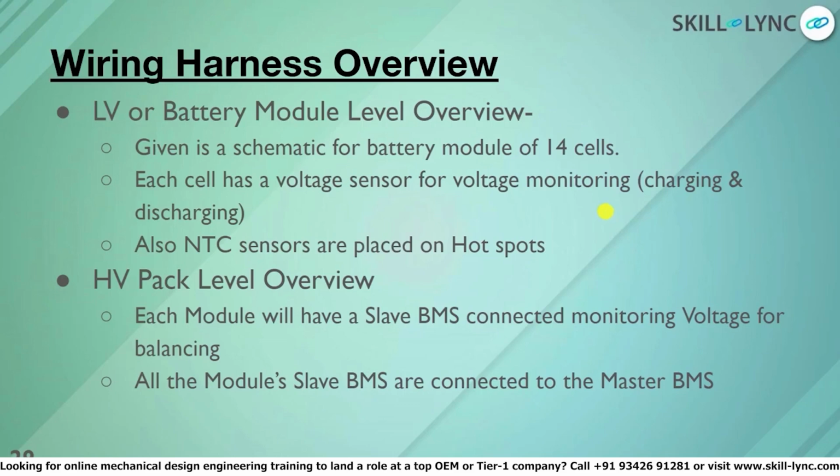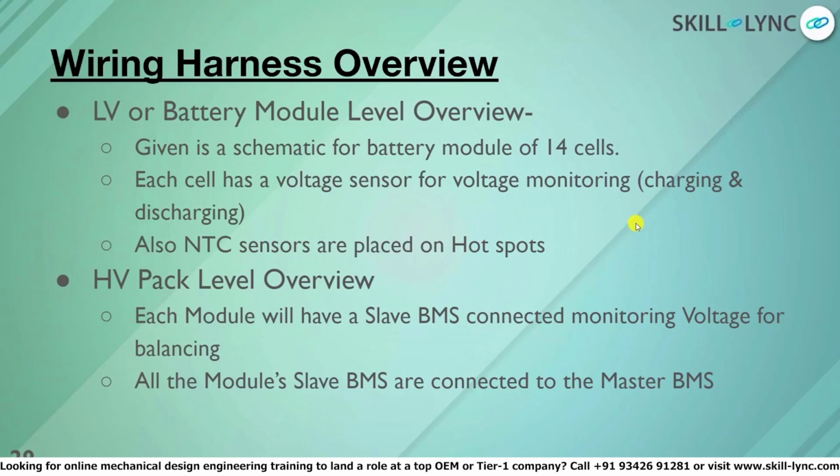Whereas in HV, this can depend on the number of modules times the number of cells each has, and that also depends on the BMU's capability to handle that many cells. If it's not able to handle that number of cells, we can always add another BMU, and such BMUs can be added together and finally connected to the BCU. So that is how we have a wiring harness overview for both.